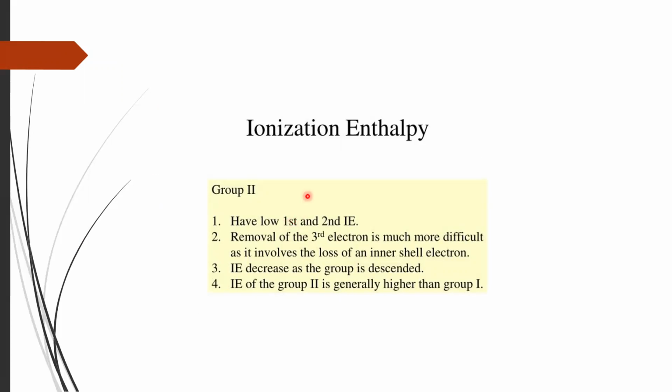Next, ionization enthalpy for group 2 elements. It has low first and second ionization energy. Ionization energy decreases as we move down the group. And ionization energy of group 2 is generally higher than group 1. So that is the main comparison, that is, ionization energy of group 2 is higher than group 1, because moving from left to right, we have group 1 and group 2 elements.